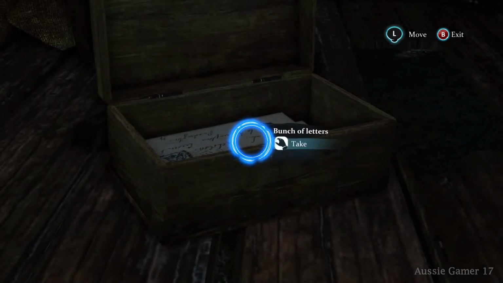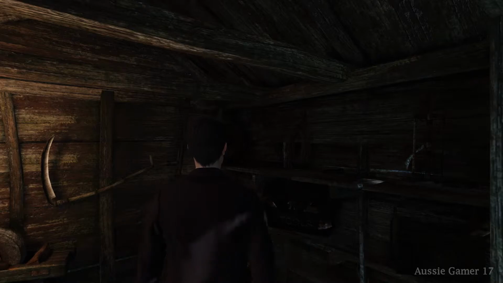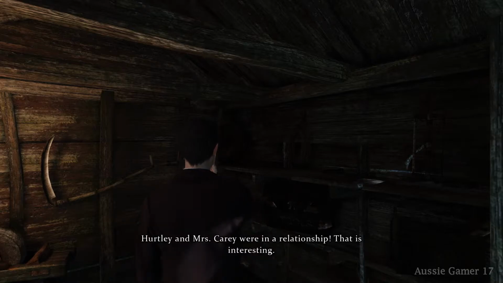So we'll open the box and take the letters. A bundle of letters in a woman's hand with the Carey family monogram. Hurtley and Mrs. Carey were in a relationship. That is interesting.